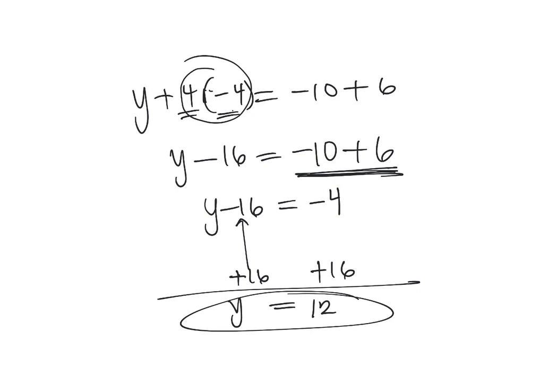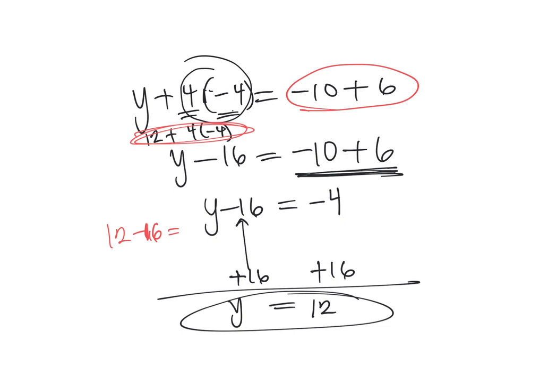You could plug that back in and you get 12 plus 4 and then times minus 4. And if you do it this way, you get 12 minus 16. Is 12 minus 16 equal to negative 10 plus 6? 12 minus 16 is negative 4. Negative 10 plus 6 is negative 4. So my answer is correct. This is the solution. Very good.